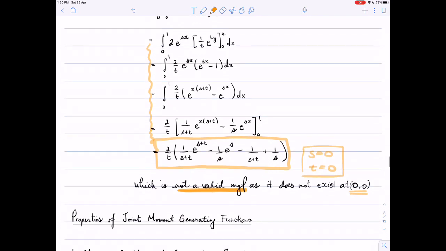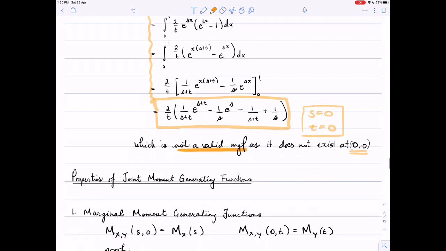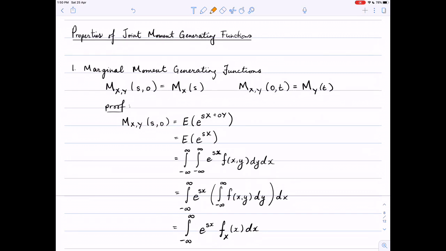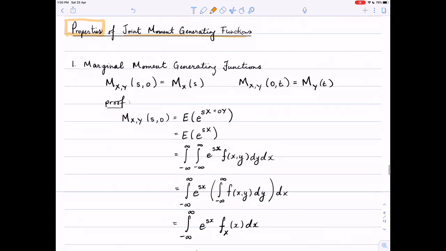So what we're really interested in doing though is using these joint moment generating functions, and to be able to use them in any sort of effective way, we need to know something about their properties. So there's 3 properties here that we're going to take a look at. And the first is the marginal MGFs, the marginal moment generating functions.